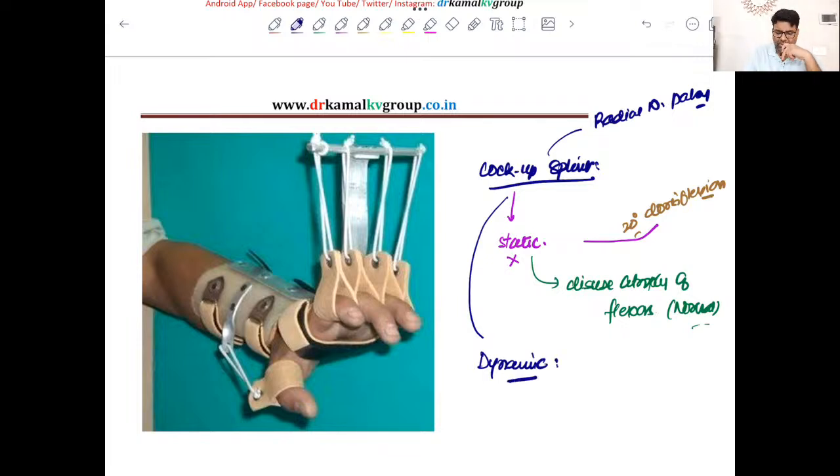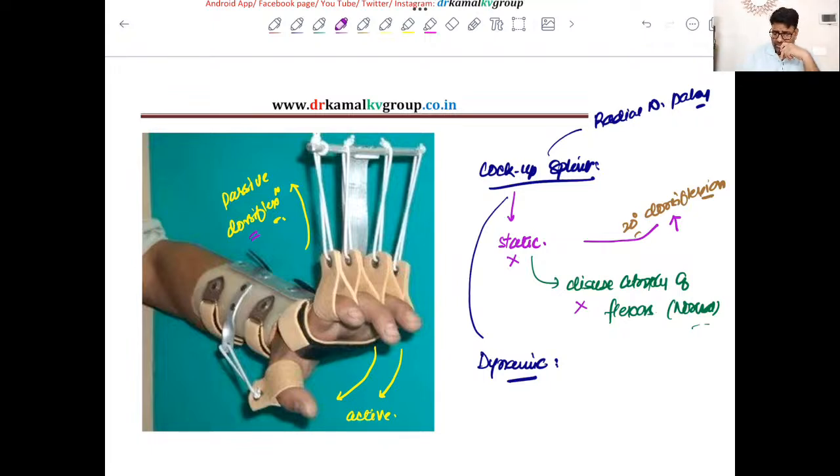Now in dynamic, we can see a spring system here. So the patient is free to palmar flex. This is active. So he can palmar flex, but because of this spring system, there is passive dorsiflexion. Clear? So whatever attitude we are achieving by static will come by the use of this spring system, and the patient can use the flexors actively also. So this side effect was avoided, right?